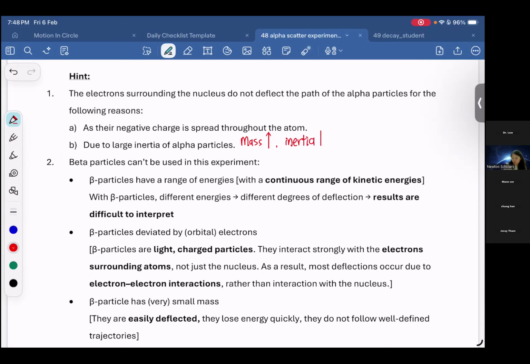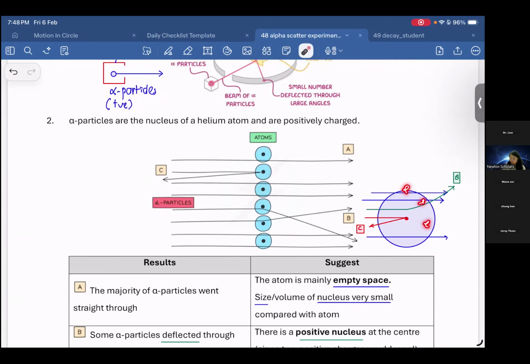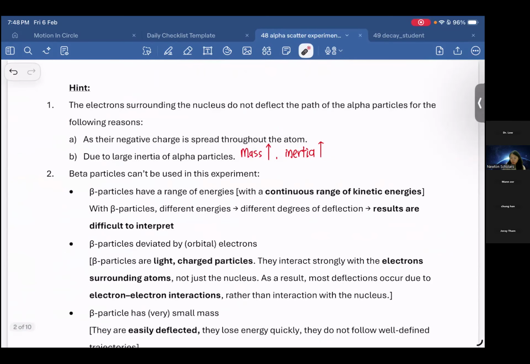What is inertia? Newton's first law. Newton's first law says that an object at rest will keep at rest, and an object moving in a straight line will continue moving in a straight line at constant speed. So since the alpha is moving forward, it will continue moving forward because of its inertia. You might ask, teacher, why doesn't the electron affect it? There are two reasons: the electron is spread out throughout the atom, and the alpha particle has a larger inertia, so it tries to continue moving forward.